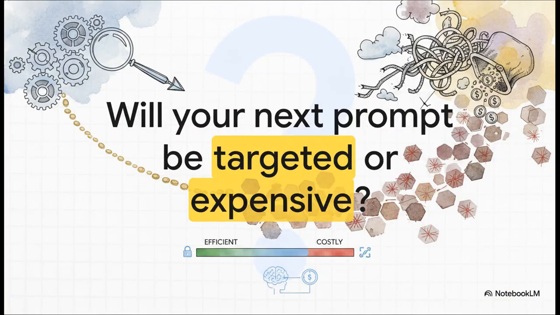So as we wrap up Chapter 1, I want to leave you with this final provocative thought. Will your next AI prompt be a targeted request or an expensive, unnecessarily sprawling conversation? Understanding that invisible token meter running in the background is absolutely the very first step toward cost-conscious AI use. And now that you know exactly how the billing works, you are completely ready to learn how to optimize it.